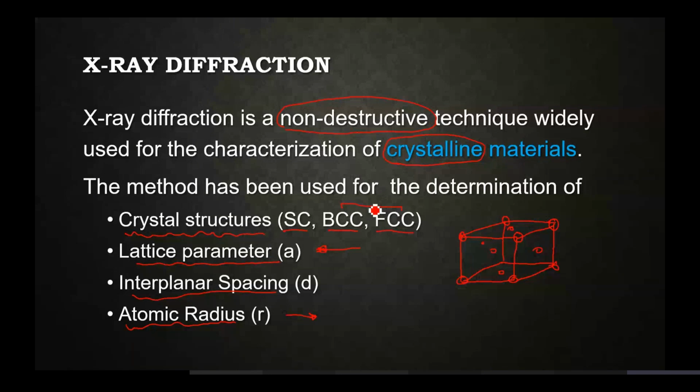All right. So the structure would essentially be the same, but the difference would be in terms of lattice parameter. That means the dimensions of the cube, and that would be due to the atomic radii of the material. Is it clear? Yes sir.